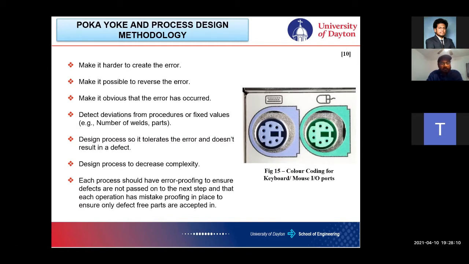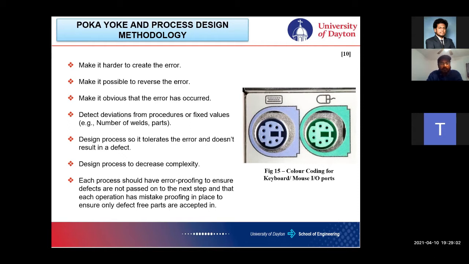Poka-Yoke and process design methodology. There is a series of steps or rules that we can follow when designing Poka-Yoke. Some of the rules are we need to make sure that it is very hard to make the error from the perspective of the assembler, and it is possible to reverse the error if there is a defect or mistake committed, and make sure that there is a signal that an error has been committed during production. Each process should have error proofing to ensure that defects are not passed on to the next step, and that each operation has mistake proofing in place to ensure that only defect-free parts are accepted.